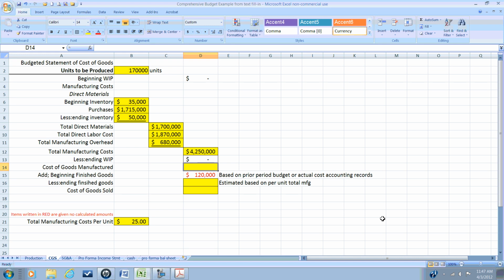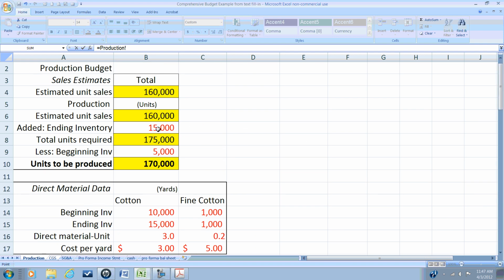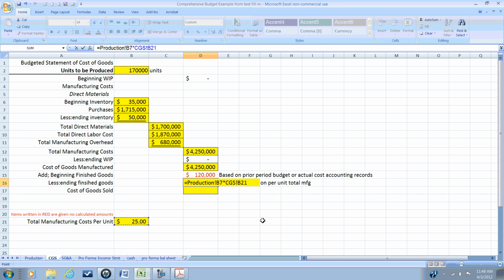All right, so next we're going to calculate our cost of goods sold. Again, we have no work in progress, so our cost of goods manufactured will be the $4,250,000. Again, we have estimated our beginning finished goods inventory, the 5,000 units we have at the beginning of the period, to have had a cost of $120,000, and our finished goods we estimated to have at the end of a period, our desired amount is 15,000 units, and we're going to multiply that by our budgeted cost per unit. So we're anticipating that our finished goods inventory of 15,000 units will have a value of $375,000.